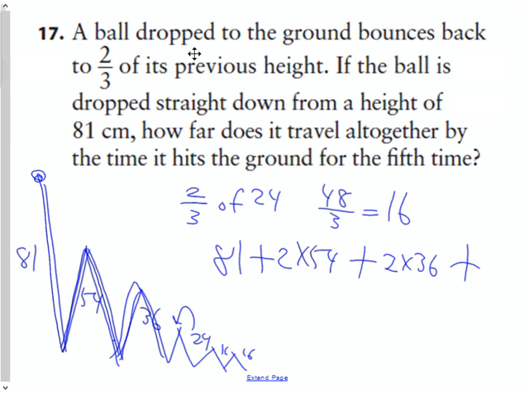And 2 times 24, because it went 24 up on the bounce, 24 back down. And then it finally went 2 times 16. So this is going to be 81 plus 108 plus 72 plus 48 plus 32.